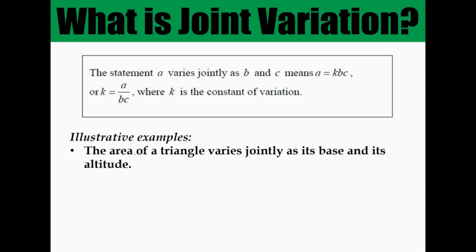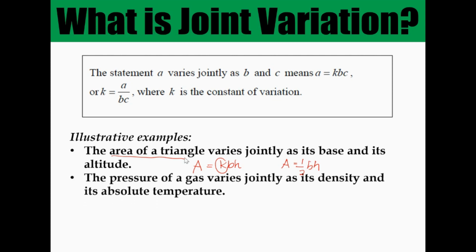So we have the area of a triangle varies jointly as base and its height. So we have K, B, H. So what do you think is the constant of variation in area of a triangle? We all know that the formula in finding the area of a triangle is A equals 1/2 base times height. So therefore, 1/2 is the constant of variation in area of a triangle.